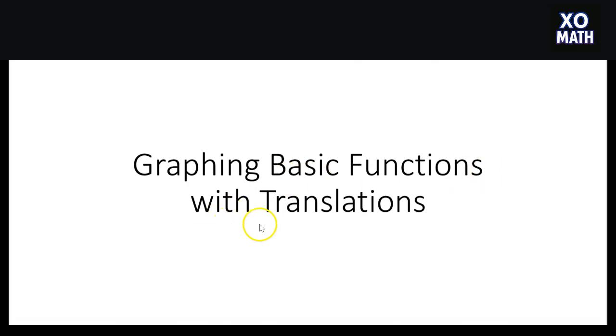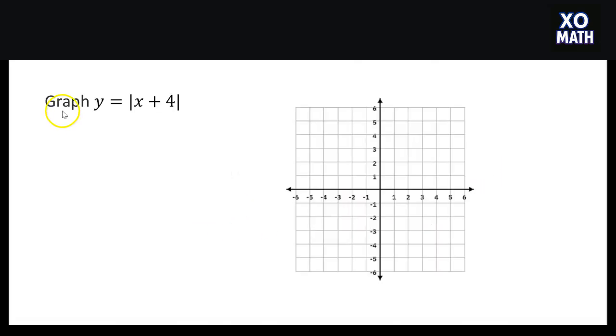Graphing basic functions with translations. Here we want to graph y equals the absolute value of the quantity x plus 4. First, we want to recognize what our parent function is, or what is the basic function that's involved in this equation, and that would be y equals the absolute value of x.